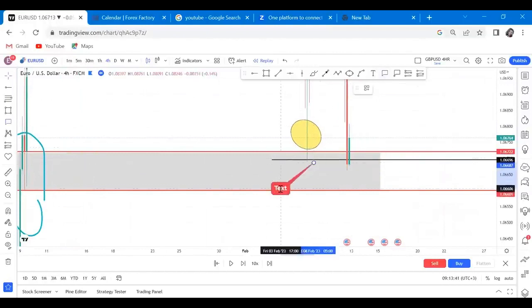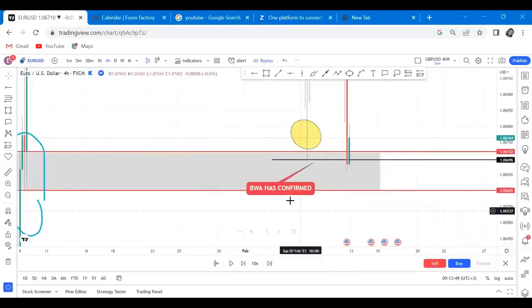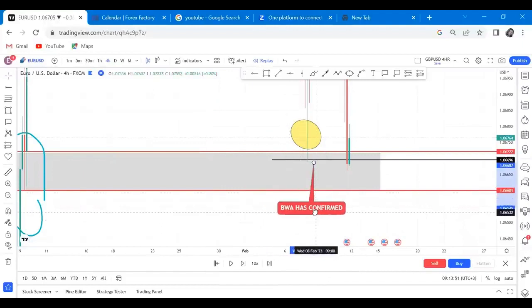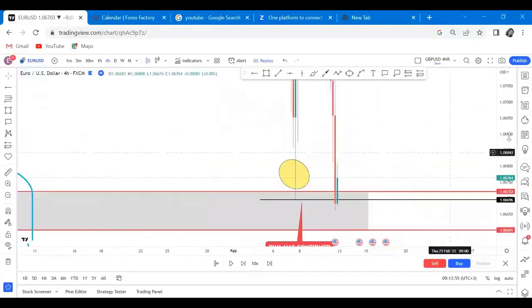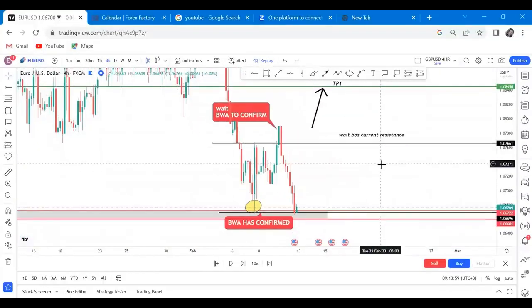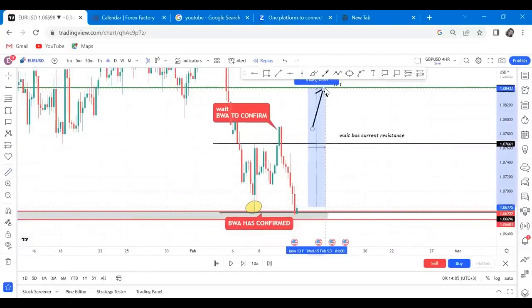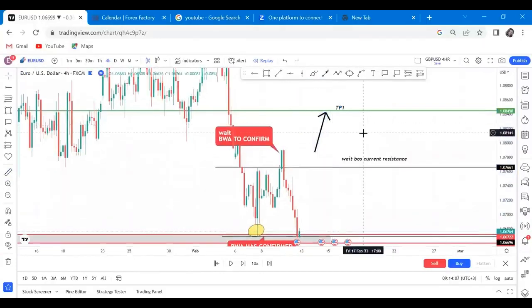I said I will not go into detail. BWA has confirmed. See, BWA has confirmed. And now I'm very positive and confident that this market is going to go up. So if I thought I was buying when the market was there, I knew that this market will go where? To TP1. That is 166 pips.